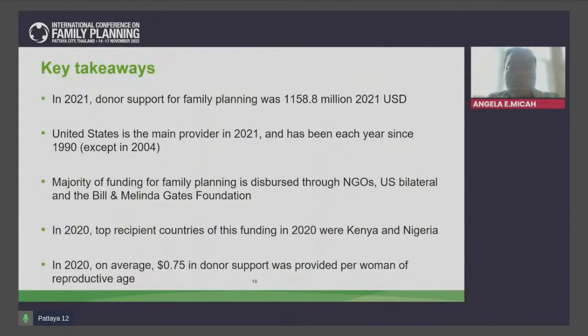What are our key takeaways here? In 2020, donor support for family planning was about 1.2 billion in 2021 US dollars.